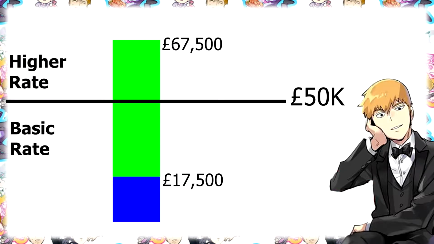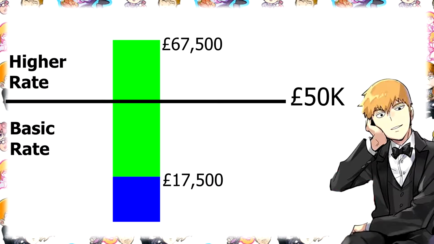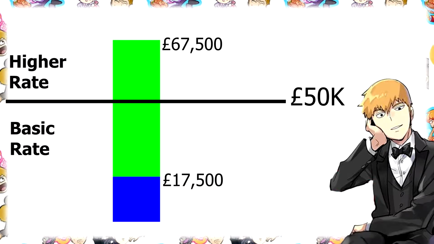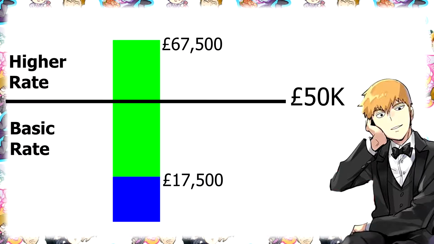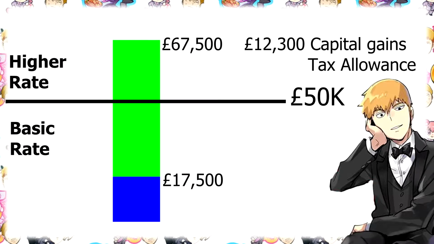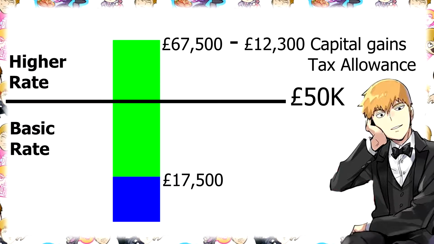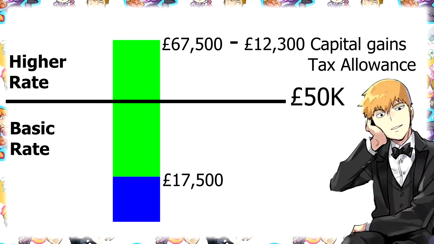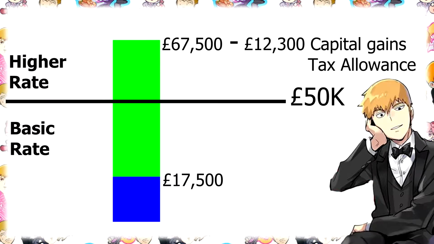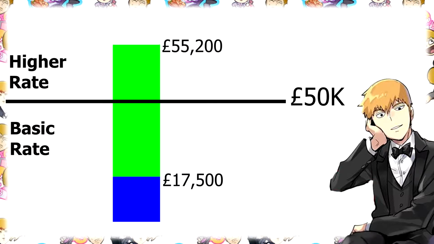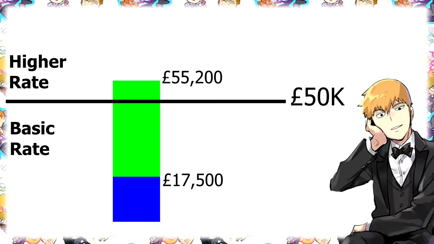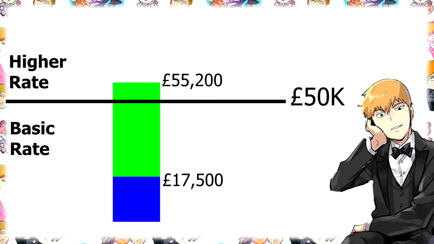£67,500. Just like with your salary, where you have an allowance of £12,500, for your capital gains, you've got an allowance of £12,300. So you'll take that away from your total taxable income, which is £67,500. And once you do that, you get £55,200. So let's work out how much tax we're actually due to pay.